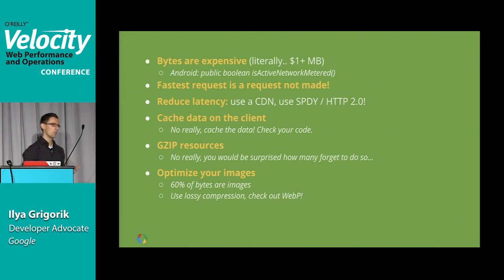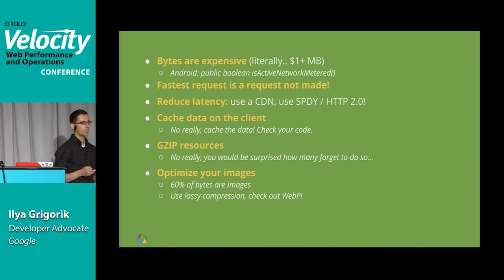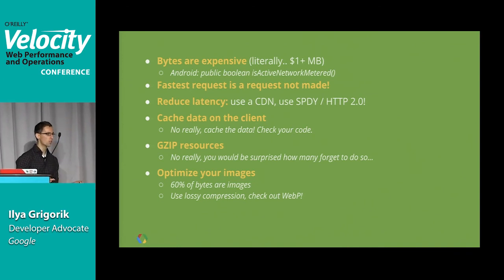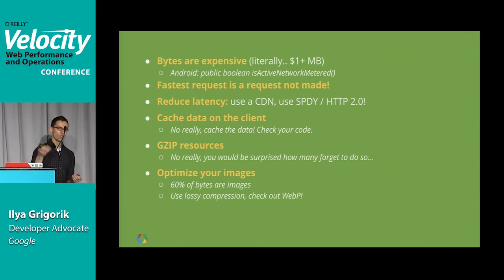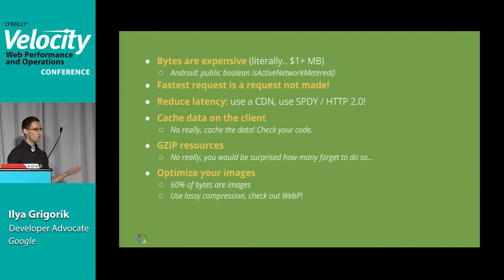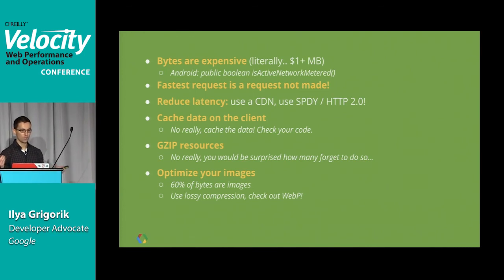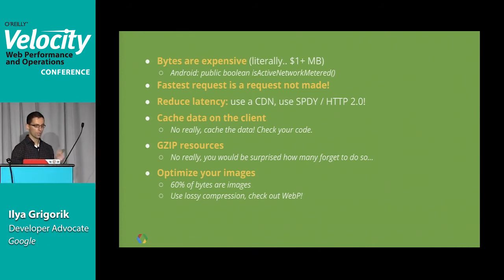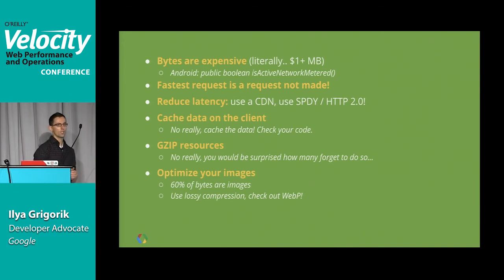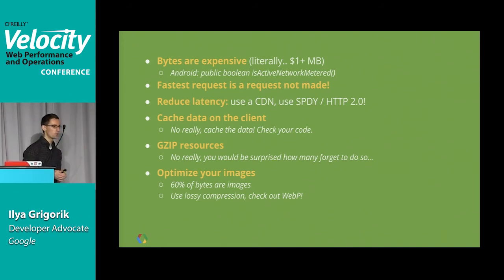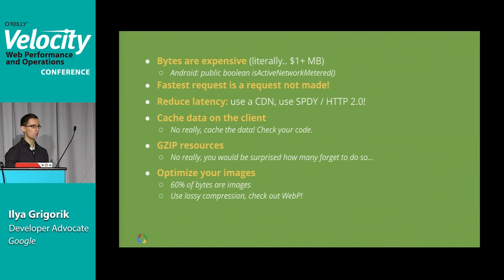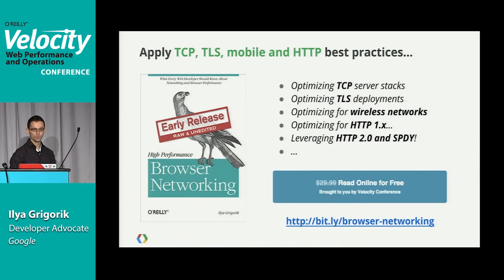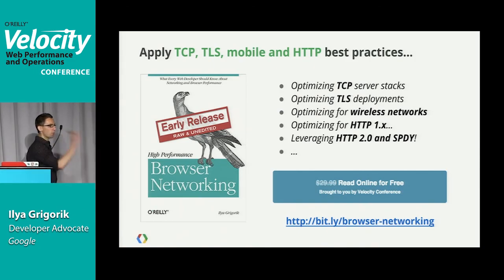Caching data: you'll be surprised how many applications do not cache data. They don't provide the right cache headers, or if you're building a native application, they simply don't provide an implementation of a cache for their web view or some other thing, and hence no resources are getting cached. Gzipping and optimizing your images. As you know, images are over 60% of the bytes of an average page. So optimizing your images is often one of the best optimizations you can do in order to reduce overall costs of the page.